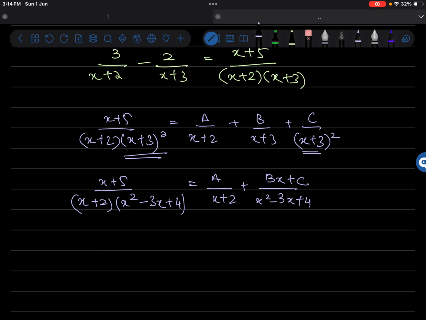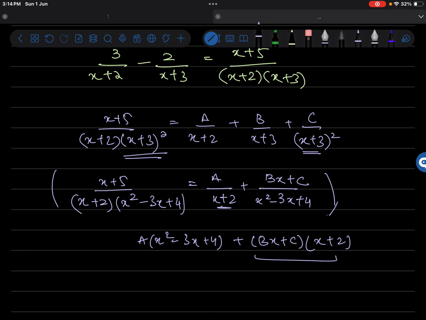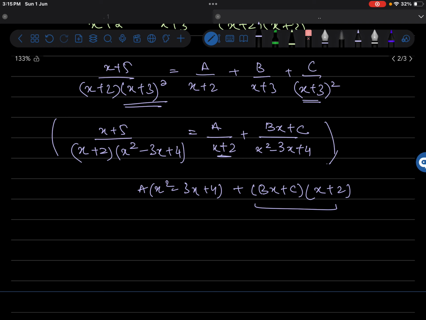Now the procedure is similar. You're going to be multiplying the entire equation with this denominator right here, and this will all cancel out. And for this I'm going to be getting a times, let's say, x squared minus 3x plus 4, and for this I'm going to be getting bx plus c times this linear function, that is x plus 2. I can multiply these two terms together to get 4 terms, and I can get 3 terms from this, and then I can compare the coefficients. So this is it.